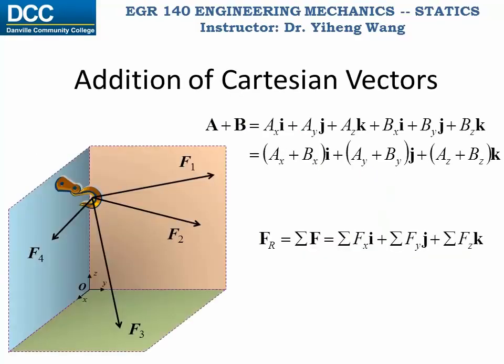Therefore, when you perform Cartesian vector addition or subtraction, all you need to do is to sum the i, j, and k components of the vectors up separately, and those will become the new i, j, and k components of the resultant vector.